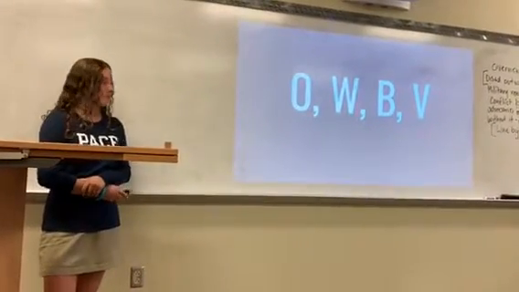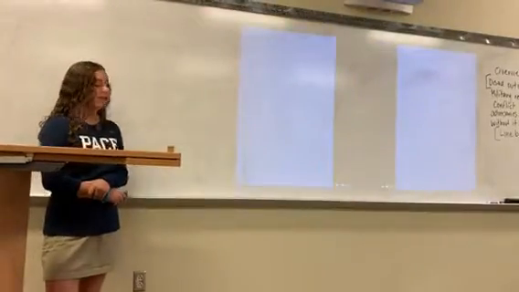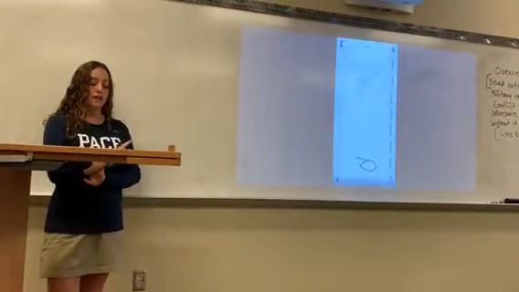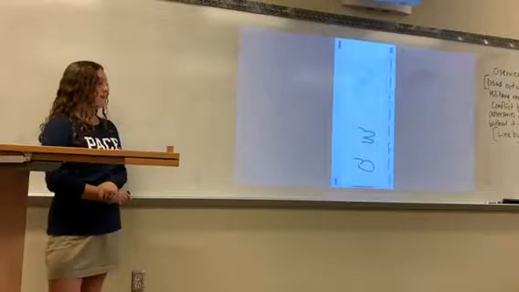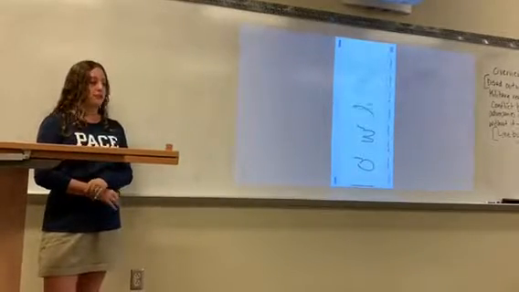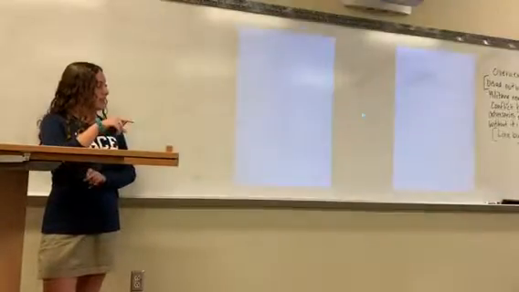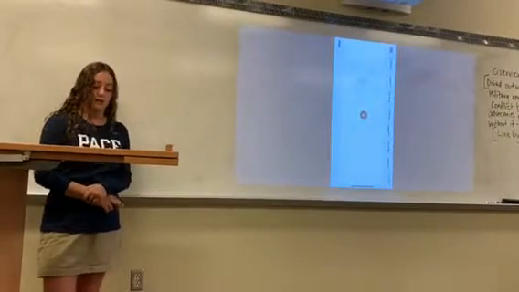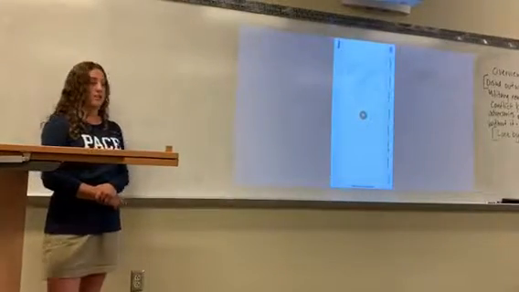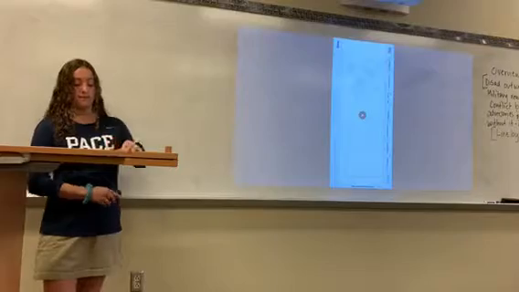A W is two U's. The B, you're going to go up and loop halfway up, drop back down, and then bring back to the middle. So basically, it'll look like a line with a loop and then the connecting part. The V is going to be like a U, but instead of curved, it's going to be straight.